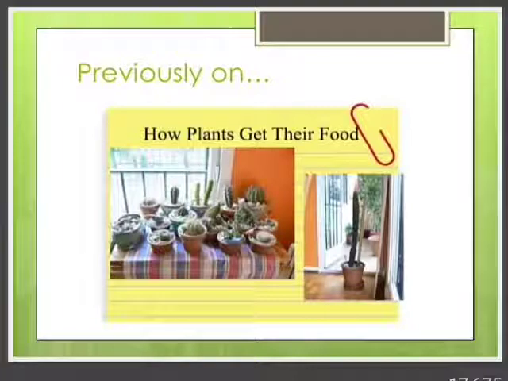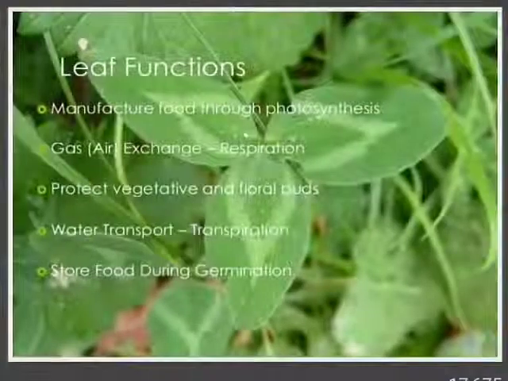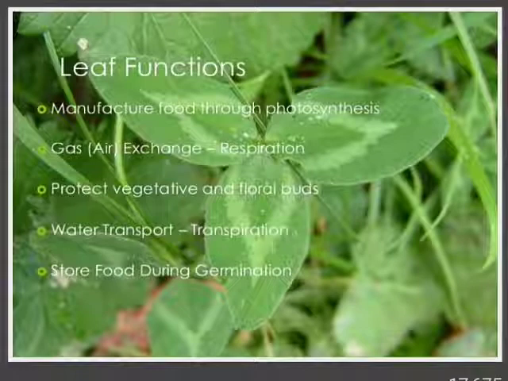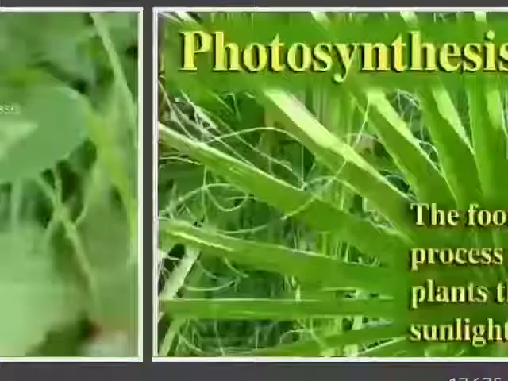Next, how plants get their own food. The leaf functions: manufacturing food through photosynthesis, gas exchange for respiration, protecting the vegetative and floral buds, water transportation, and storing food during germination.